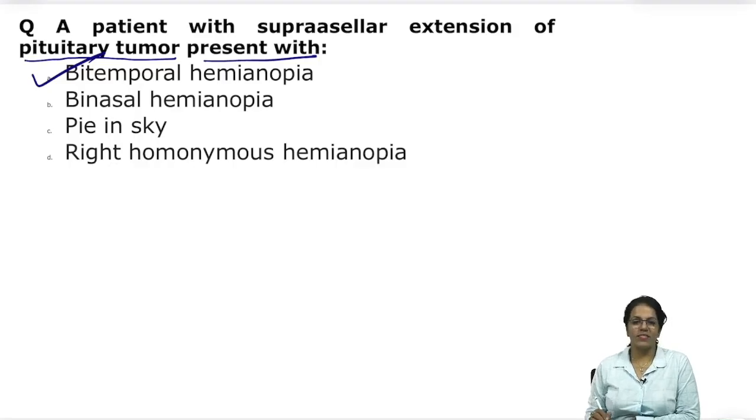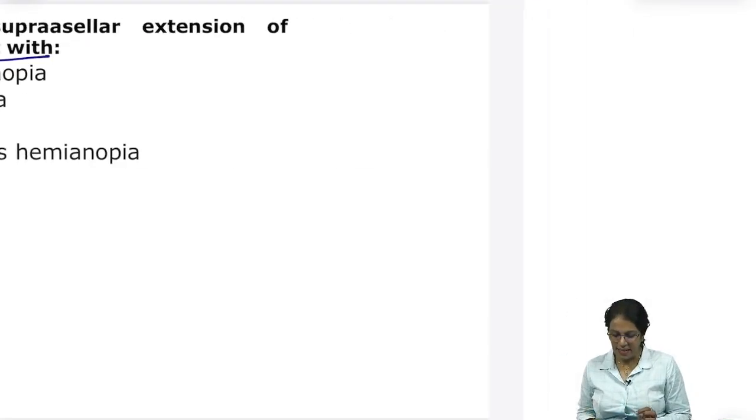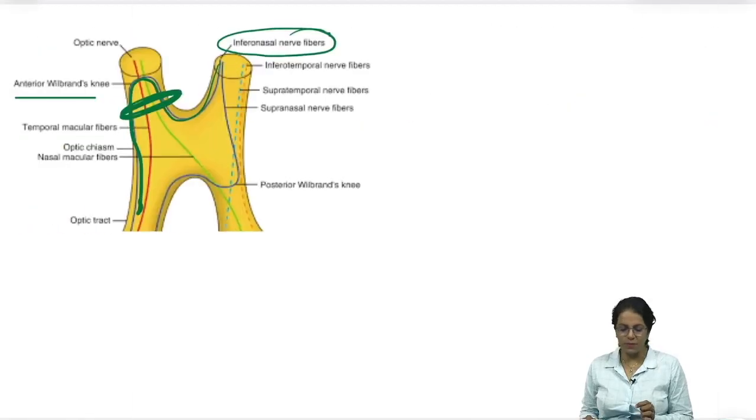Okay. So, that was all about your chiasmal lesions, a quick revision of chiasmal lesions: what is central chiasmal lesion, what is anterior junction syndrome, what is posterior junction syndrome, right.